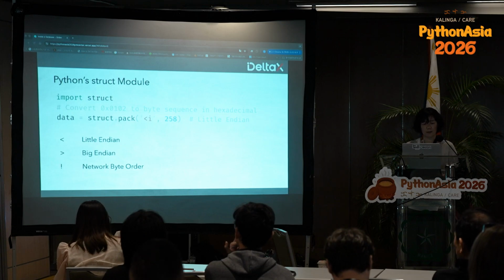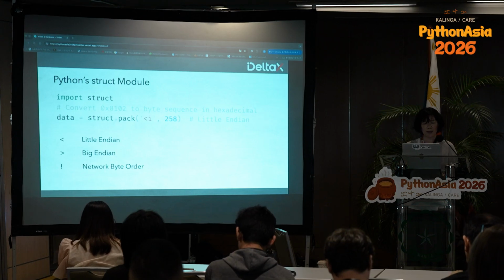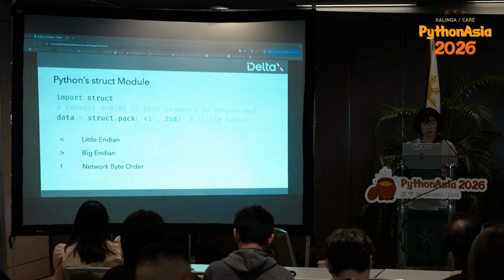In Python, you can use the struct module to convert values to byte sequences with a specified endianness. Less than means little endian, greater than means big endian. Exclamation mark means network byte order, which is the same as big endian. The I stands for int type.